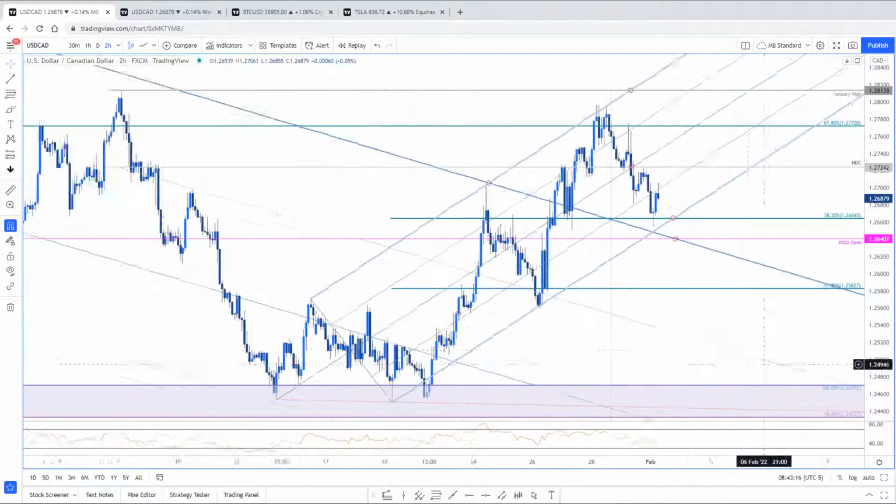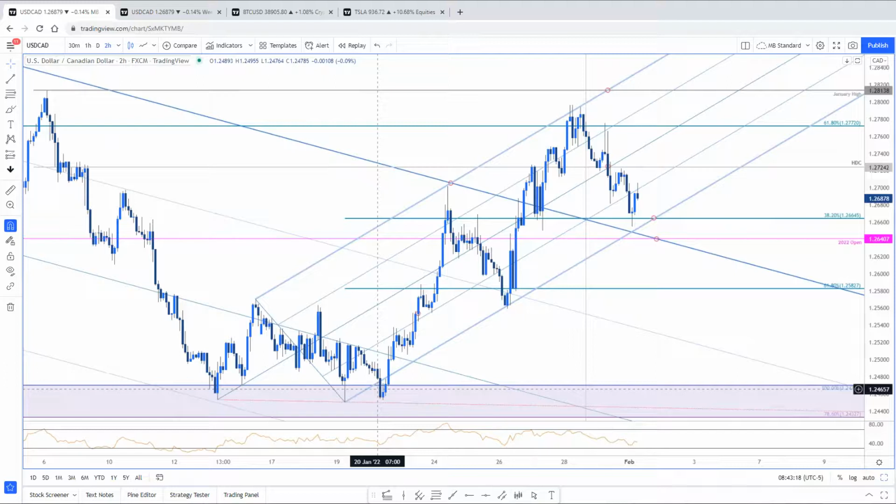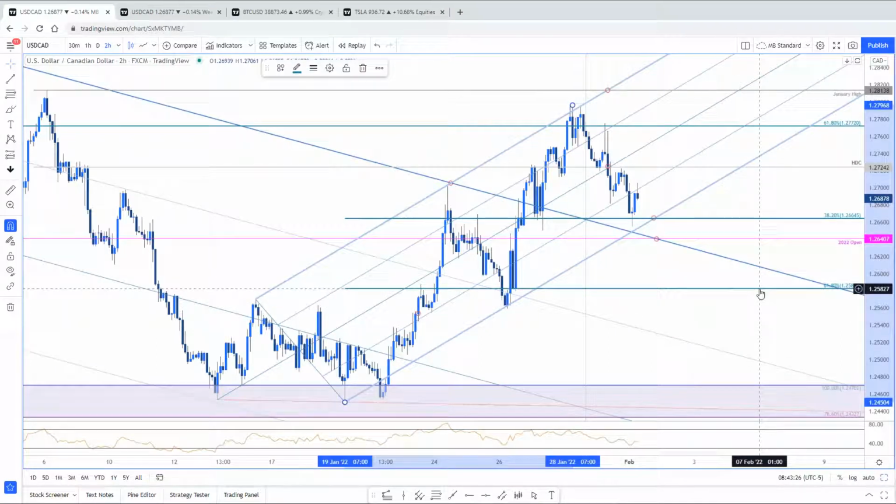Near-term charts, still within the confines of this pitchfork. Again, area of interest. Look for possible exhaustion here today. Anything below this, 125.85, the 618 of the rally off the yearly low. This is actually the yearly retracement thus far. So keep that in mind.